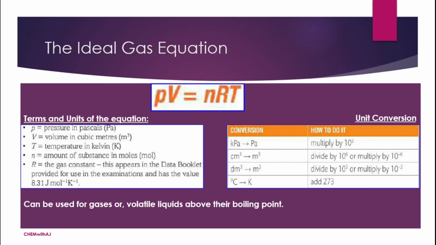If the pressure is given in kilopascals, to convert to pascals we multiply it by 1000, or 10 to the power 3. To convert volume from centimeter cubed to meter cubed, we divide by 10 to the power 6, or multiply by 10 to the power minus 6. To convert decimeter cubed, another unit of volume, to meter cubed, which is our required unit, we divide by 1000. And to convert degrees Celsius to Kelvin, we simply add 273. That will give us the temperature in Kelvin.